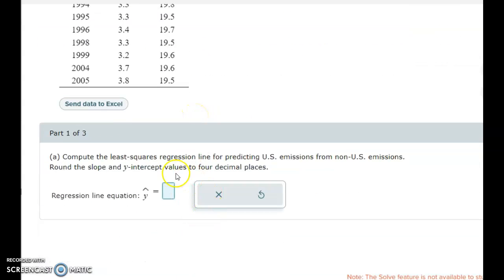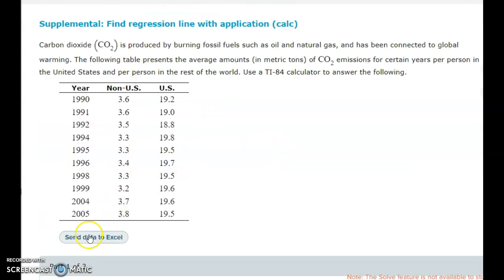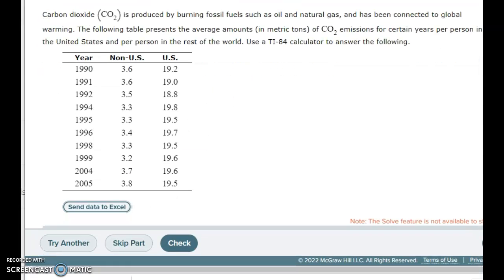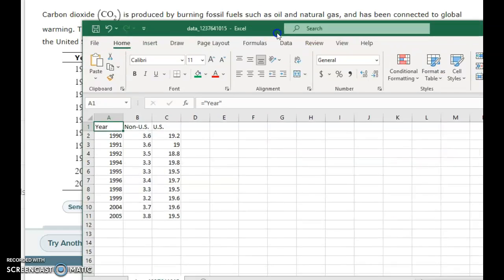Okay, in this question, we need to actually get the regression line, the least squares regression line, from a set of data. So they give us this nice option to send the data to Excel, which we're going to do, and we will grab that data, and it'll look something like this.